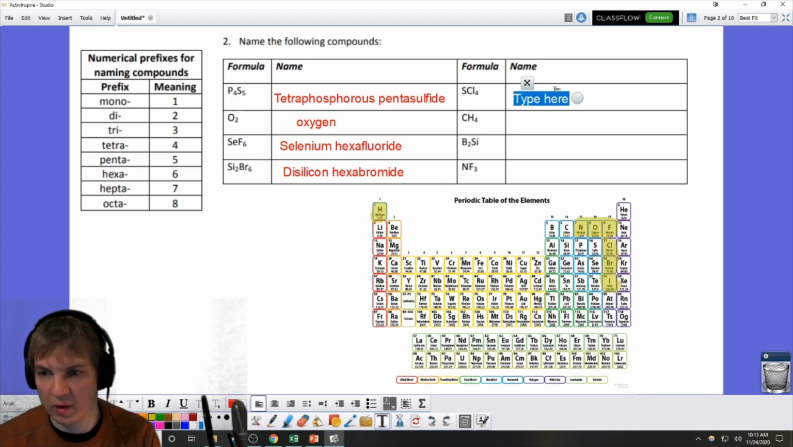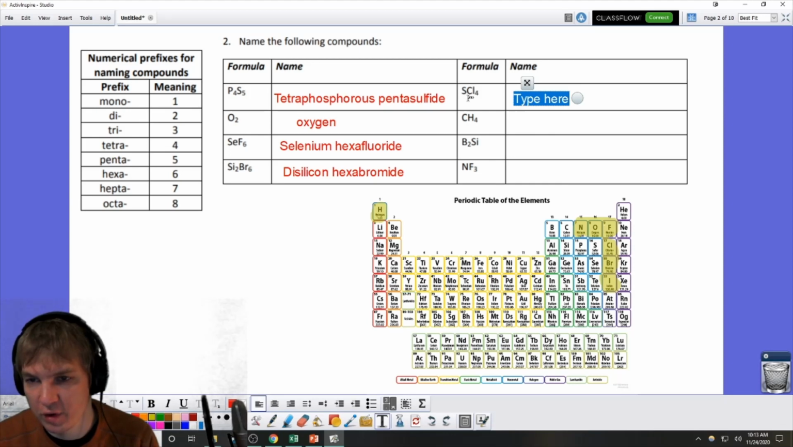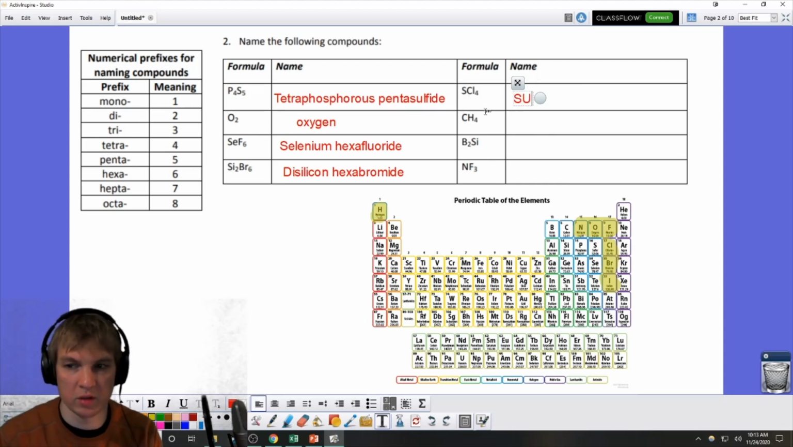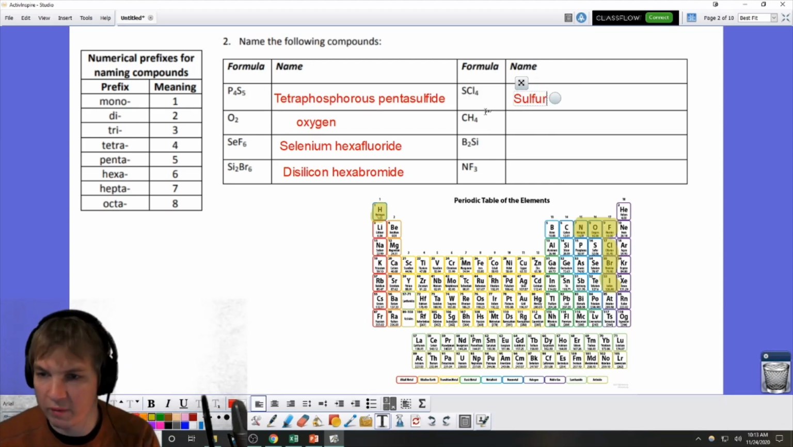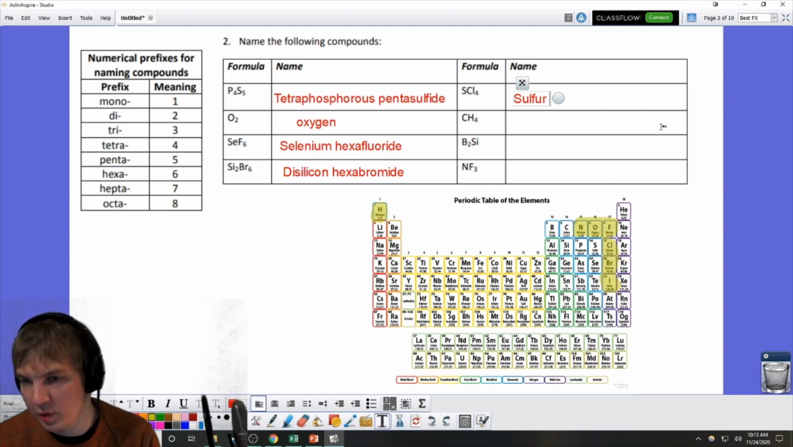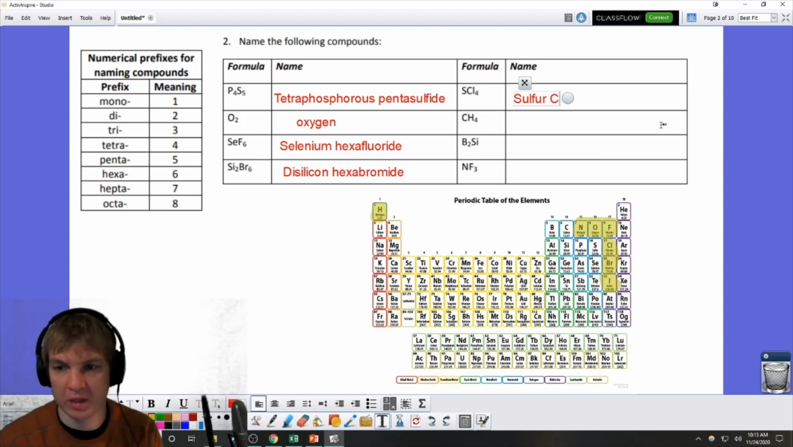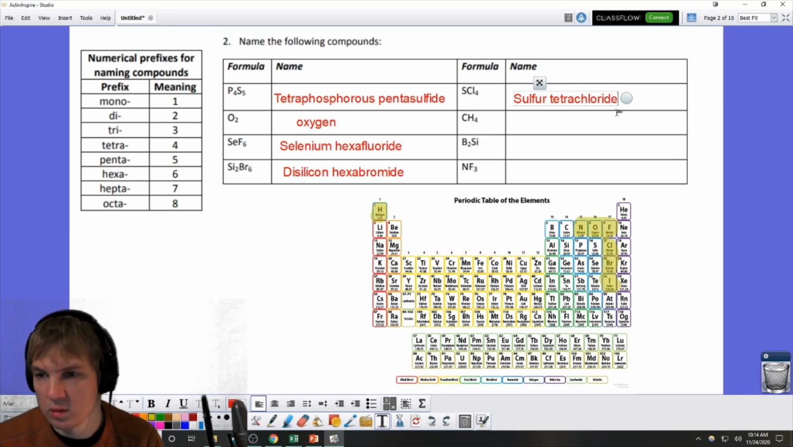The next one up here in the top right, we have sulfur as our first element. So we're just going to type in sulfur. And then there's only one of them, so we don't need to put in the mono because that doesn't apply for the first element. And we have chlorine next, but that changes to chloride. And how many of those do we have? Let's go ahead and start adding the prefix ahead of time. It's tetra, and then we can say it's chloride. So sulfur tetrachloride.